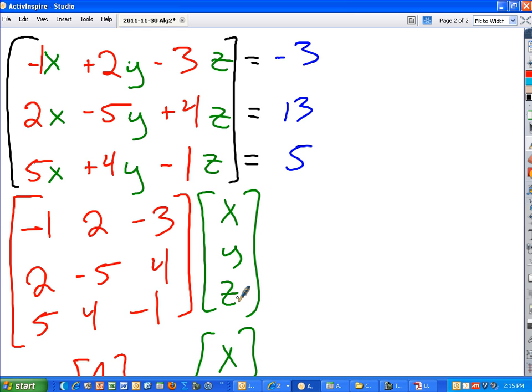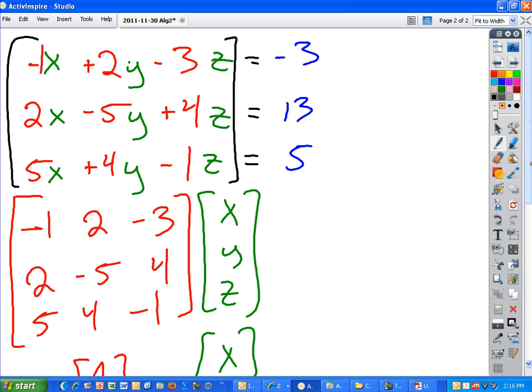All right? If I move down to the second row, 2 times x plus negative 5 times y plus 4 times z. Well, there's the second row, right? Okay, and 5x plus 4y plus negative 1z. There's the third row. So you can see there that what we've done really does make sense. We've just broken it apart into two separate things, though. Instead of being jumbled up into one big system, we got the coefficients pulled out separate from the variables.